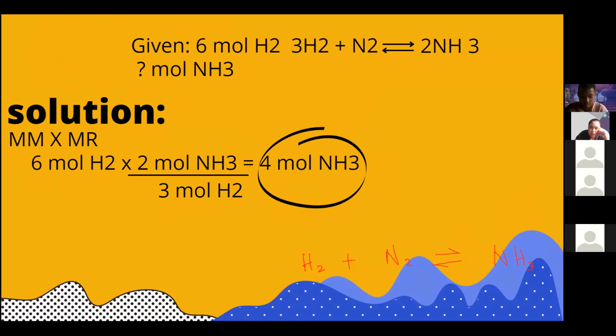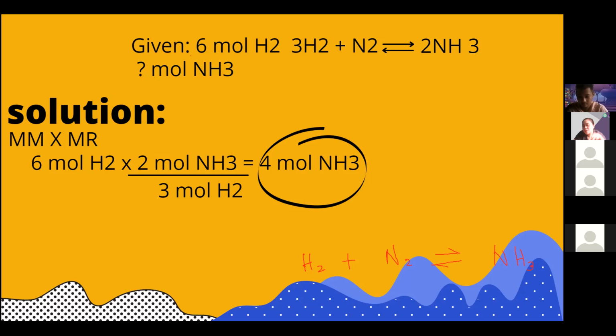So, let's see. Ano yung balanced equation ninyo? 3H2, that's 6, N2, and okay. So this one is the balanced equation. 3 moles of hydrogen plus 1 mole of nitrogen will yield 2 moles of ammonia. And then the given is 6 moles of hydrogen. So, gaano daw karami na ammonia yung mapuproduce if you have 6 moles of hydrogen.